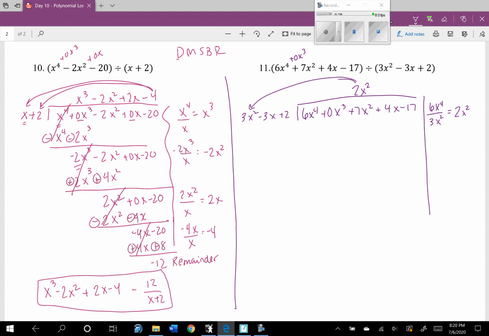So now I'm multiplying not just by the two terms, but by all three of these terms. So 2 times 3 is 6, and x squared times x squared is x to the fourth, so 6x to the fourth. 2x squared times negative 3x gives us negative 6x cubed. That's why we want this 0 placeholder. Then the next one we have is 2x squared times 2, which gives us 4x squared.